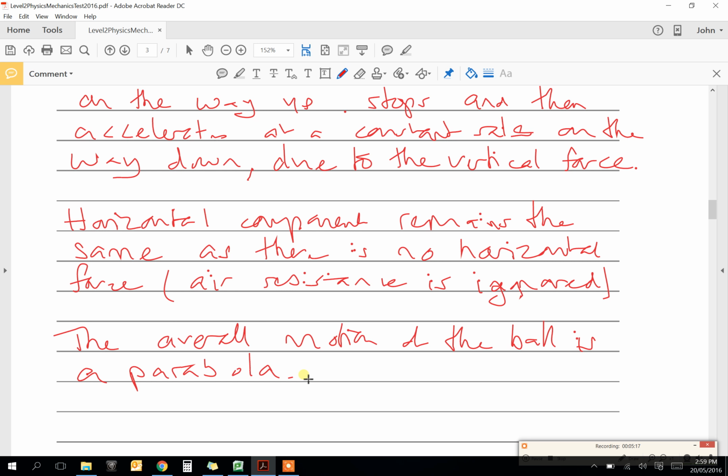So I've linked all those ideas together. I've talked about the force being gravity downwards. I've talked about the acceleration. I've said how that affects the vertical components, but not the horizontal components. And I've talked about how that creates the overall motion of the ball of the parabola. So if the marker's got any sense, they're going to give me a great big fat E for that, aren't they?